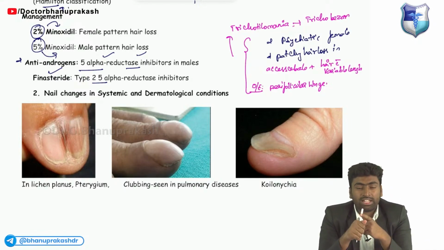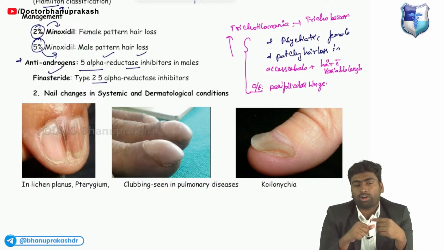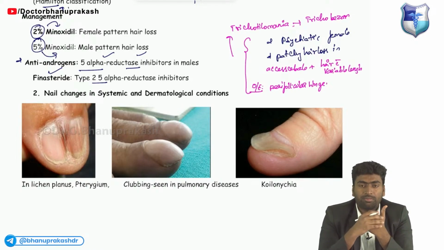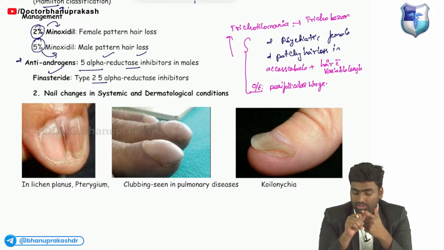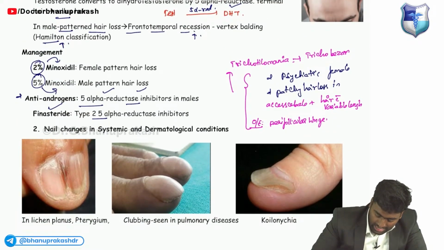Okay, androgenic alopecia and alopecia areata. There are two more types of alopecia, known as effluvium. One is anagen effluvium, another one is telogen effluvium. Remember, anagen effluvium and telogen effluvium.